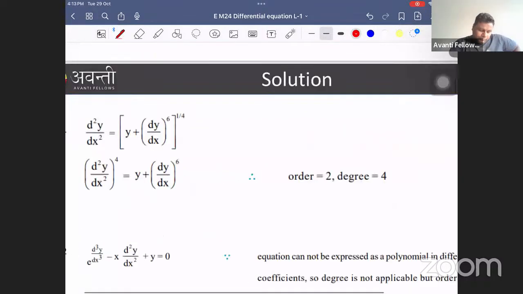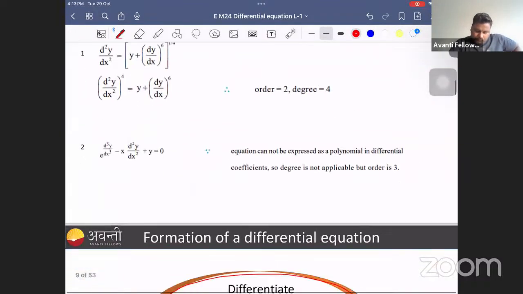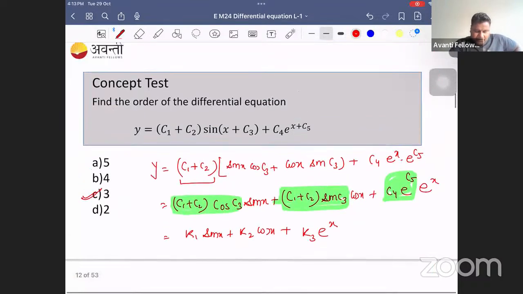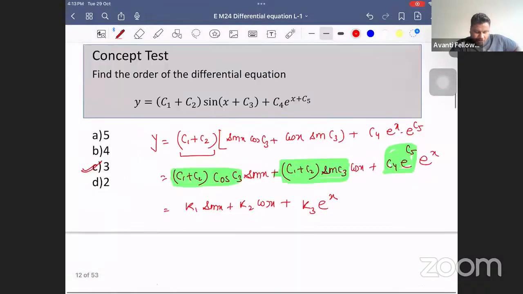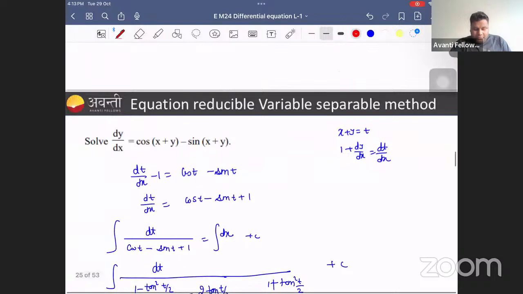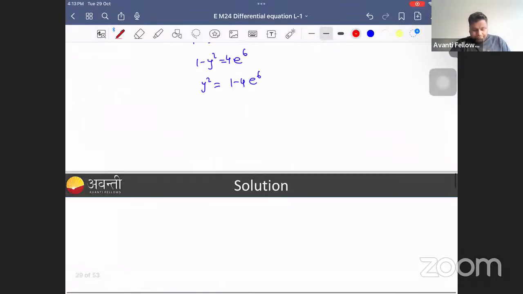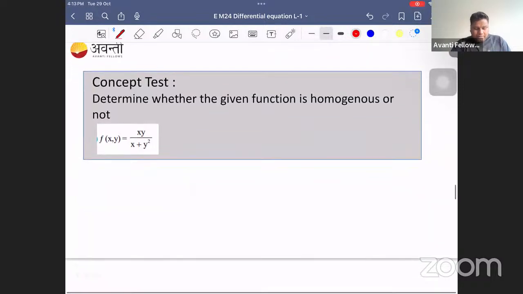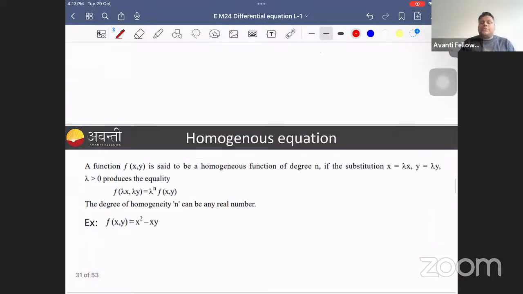Now, that's it. Then we have done some questions like this. So today we will start with the homogeneous form of differential equation. All right. So what is homogeneous form? First of all, let's understand.